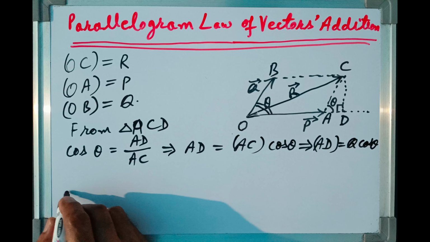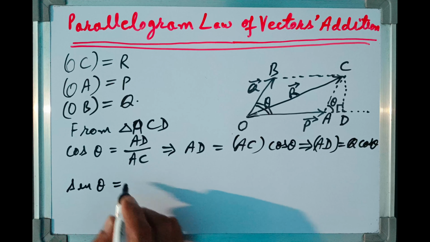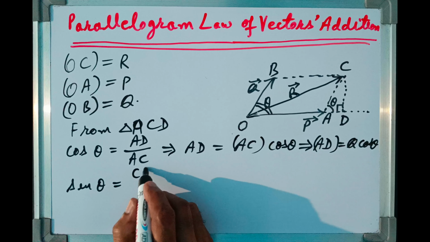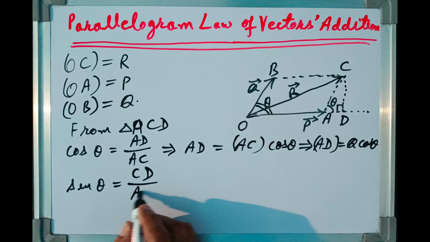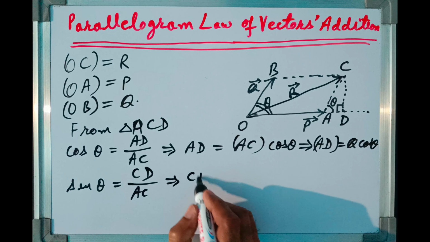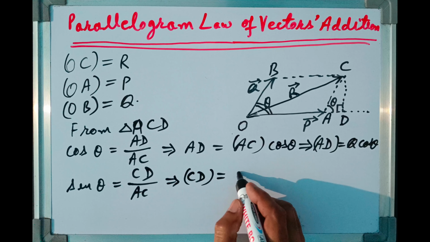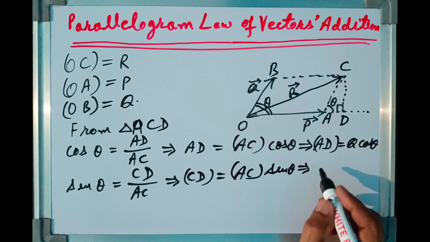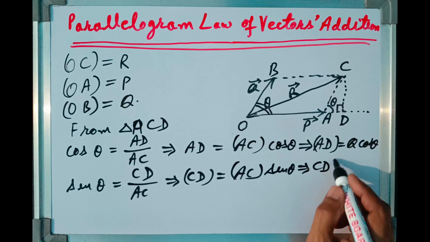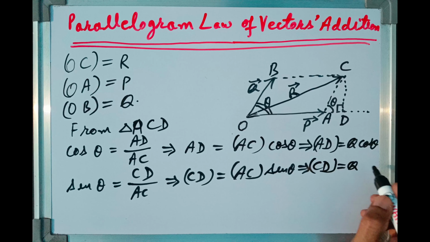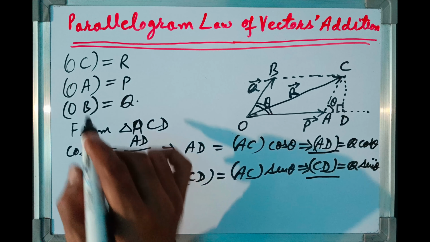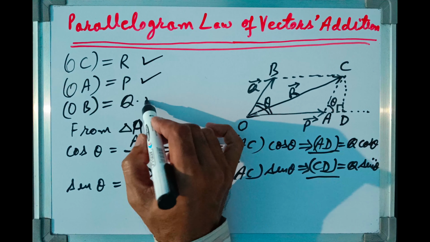Similarly, from the same triangle, let me write sine theta. Sine theta means perpendicular divided by hypotenuse. Perpendicular is CD divided by AC. As done previously, I can write CD equal to AC sine theta. Again, I will replace AC by Q. So CD can be written as Q into sine theta. So we have found the values of AD, CD, OC, OA and OB.